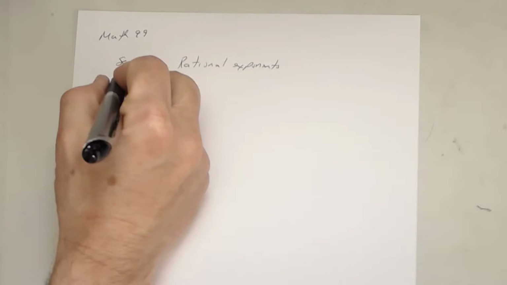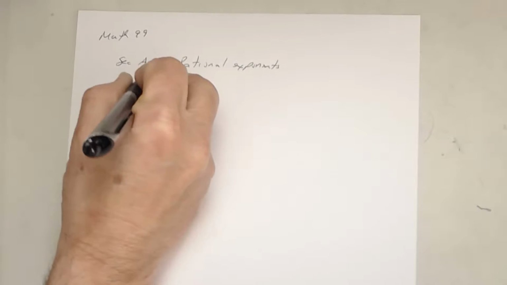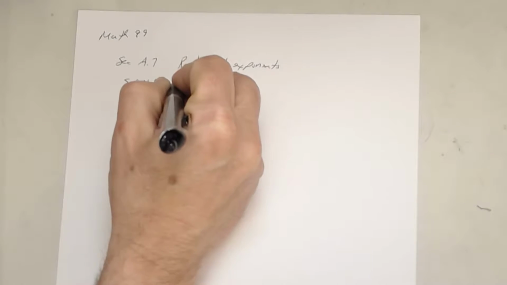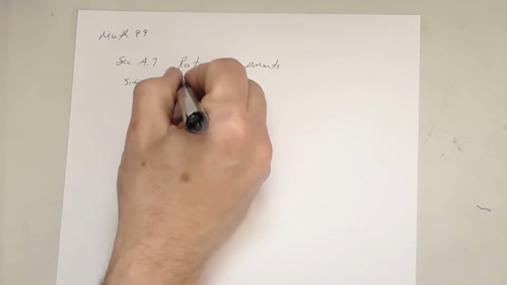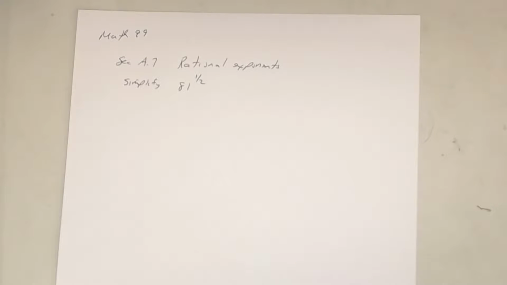You're going to see something that looks like this, and you cannot use your calculator with this one. It's going to say simplify, and let's say we have something like 81 to the 1/2 power. So my exponent is 1/2.